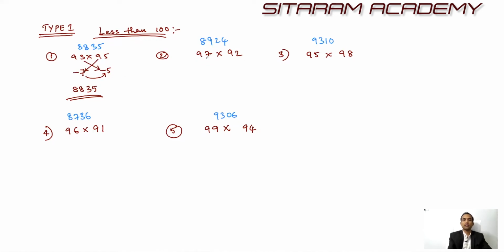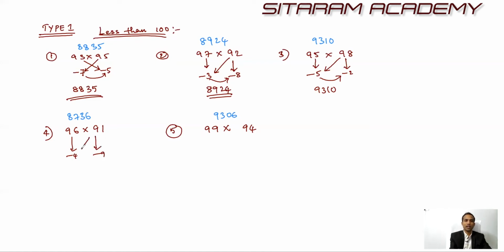All right. Let us see this one. This is 3 less than 100. This is 8 less than 100. And 92 minus 3 is 89. And 8 3s are 24. That's all. This is the answer. And this is 5 less than 100, and this is 2 less than 100. And 98 minus 5 is how much? 93. And 5 2s are 10. 9310. And if you see this one, this is minus 4 and this is minus 9. And 91 minus 4 is 87. 9 4s are 36. That's all.